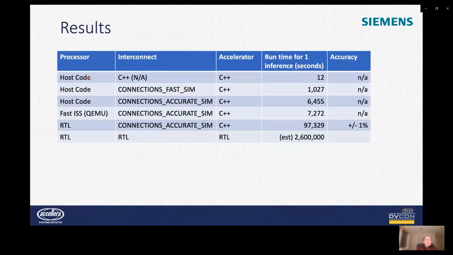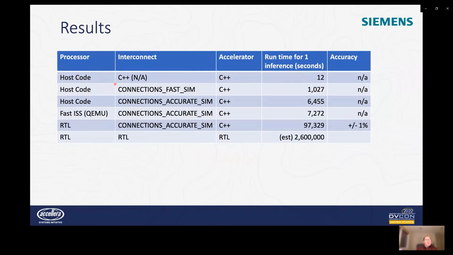And so here are the results that we've got. If we run the processor as host code, so we're going to take that YOLO object recognition algorithm, compile it up to run on the host, completely omit the interconnect. So really, we're just going to make a direct call from this host code to the accelerator, which is modeled as C++. So we really just have a C++ model that implements the object recognition algorithm. We can run an inference in about 12 seconds.